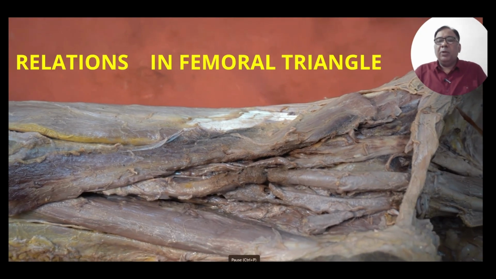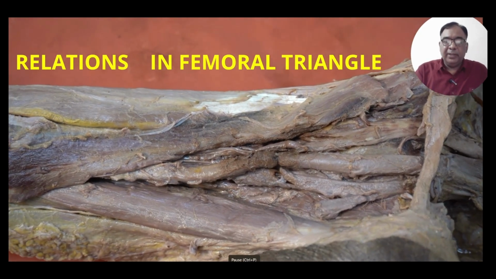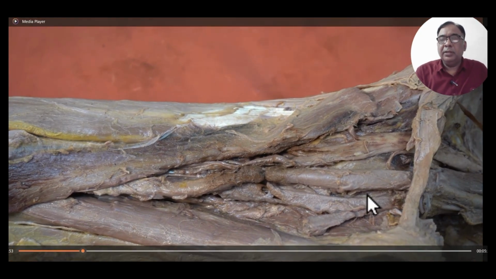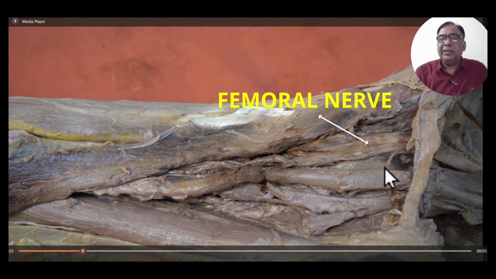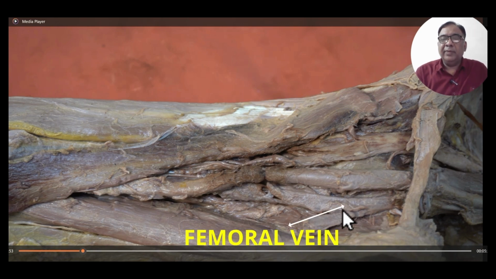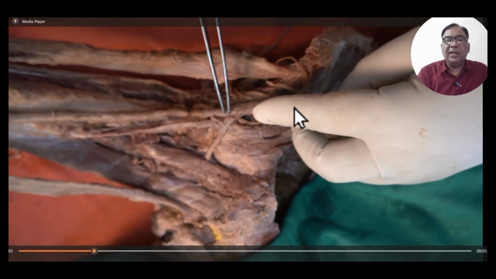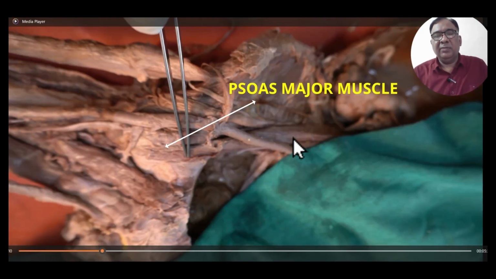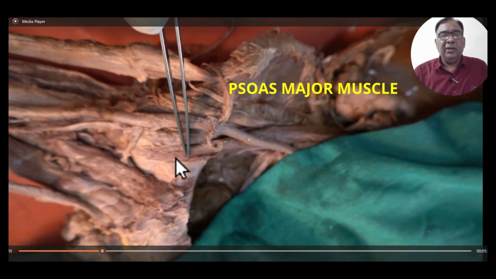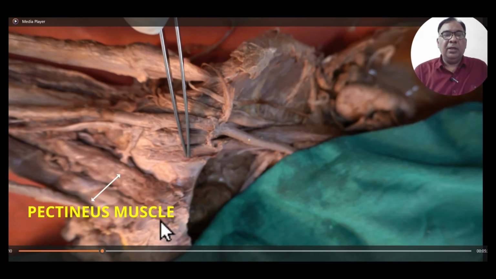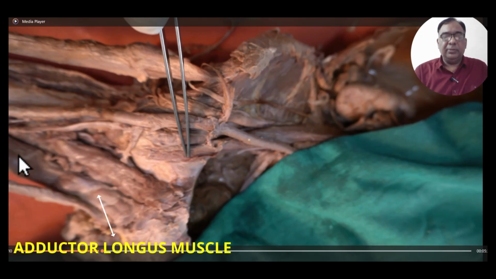Now relation of femoral artery in femoral triangle. Here you can see this is femoral artery. Laterally it's related with femoral nerve. This is femoral nerve and medially it's related with femoral vein. Posterior relation of femoral artery. This is femoral artery. Posteriorly it is related with psoas major muscle. This is psoas major muscle, pectineus muscle and this is adductor longus muscle.